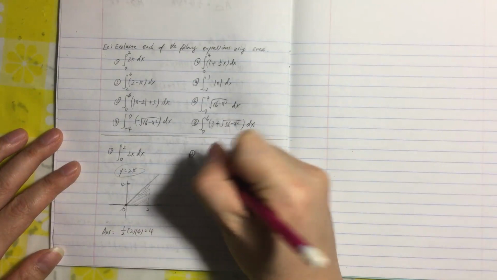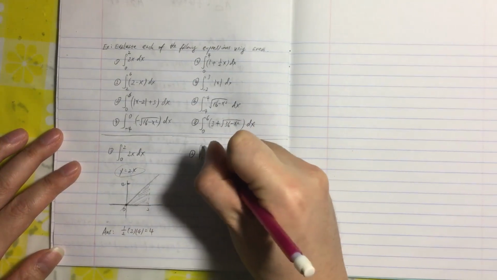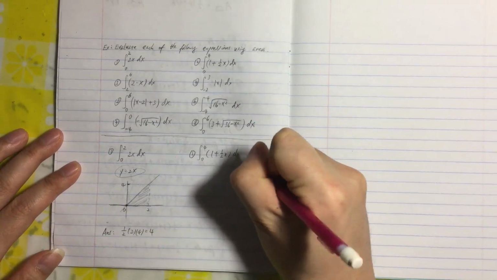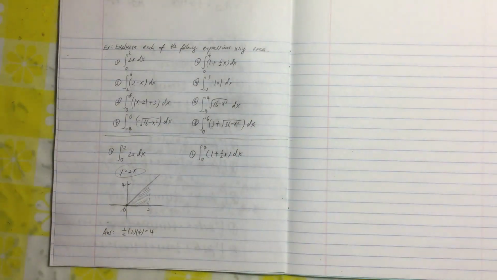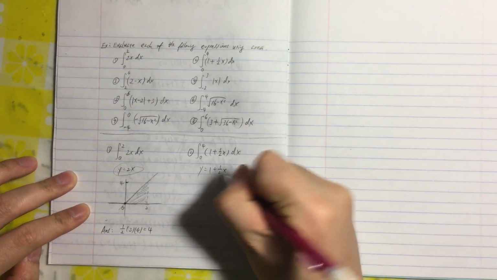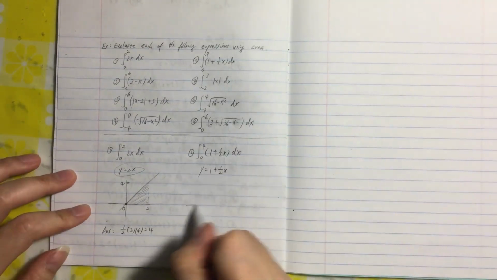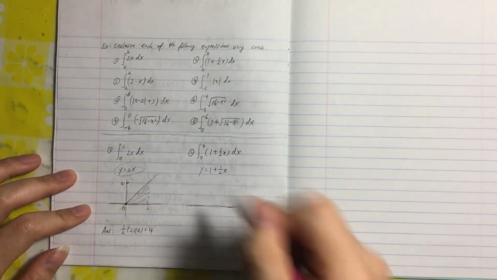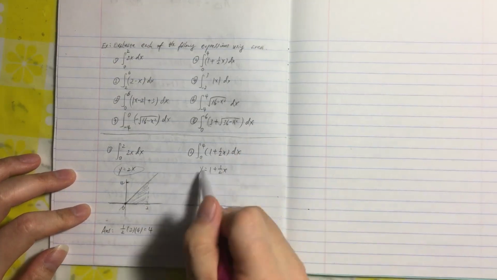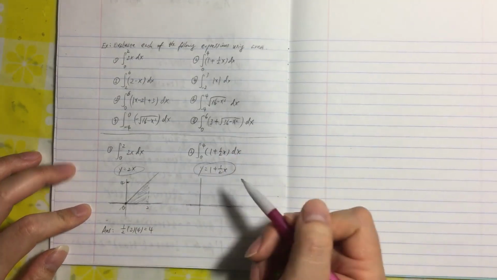Next, integral from 0 to 4 of 1 plus half of x dx. In order to find the integral using area, we need to graph the function first. Let's graph the function y equals 1 plus half of x.